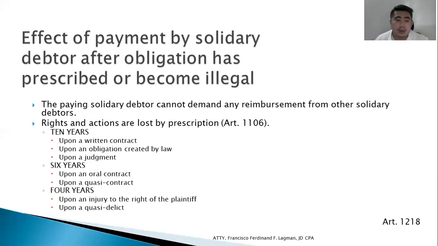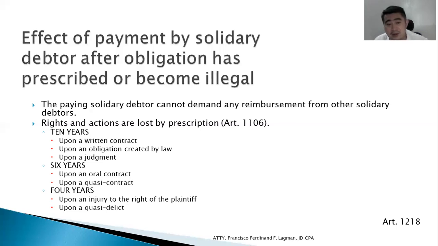Okay? So under Article 1106, 10 years yung reckoning period. So upon a written contract, upon an obligation created by law, upon a judgment. So 10 years time. 6 years naman kapag oral contract or quasi-contract. You already know what a quasi-contract is. Oral contract kapag verbal lang. So 6 years. 4 years naman kapag injury to the right of the plaintiff or upon a quasi-delict.